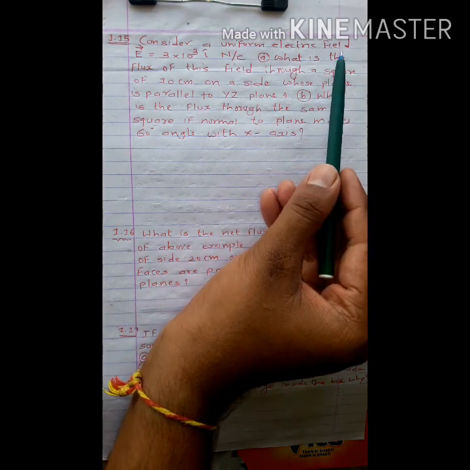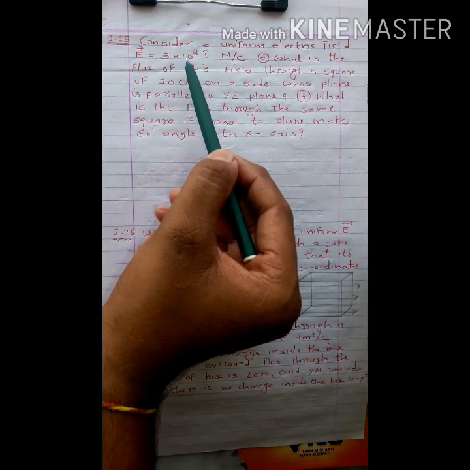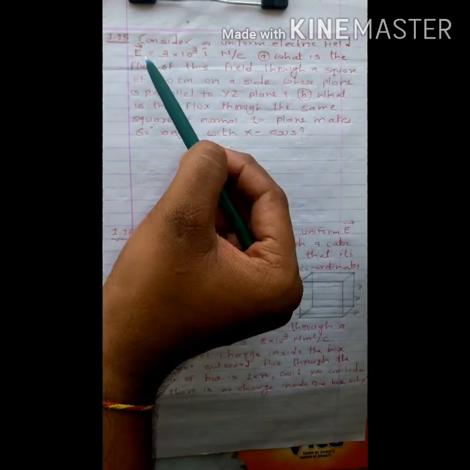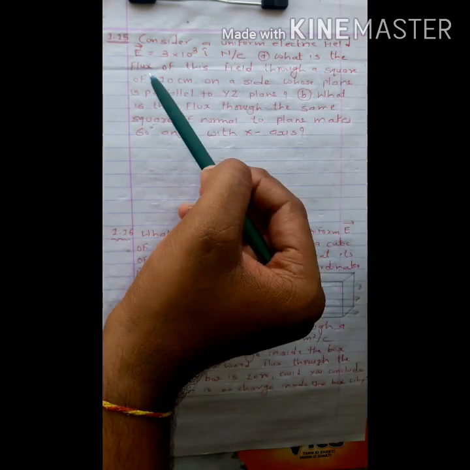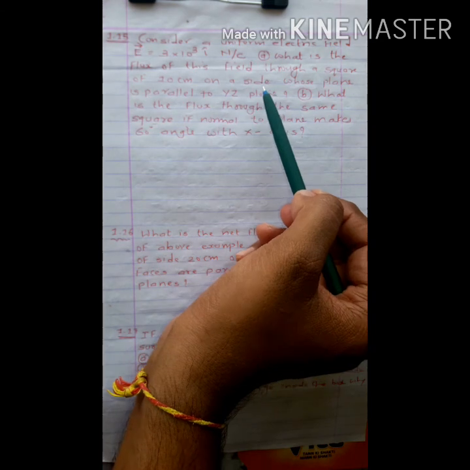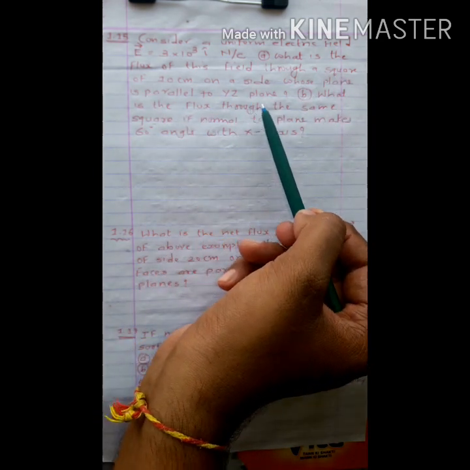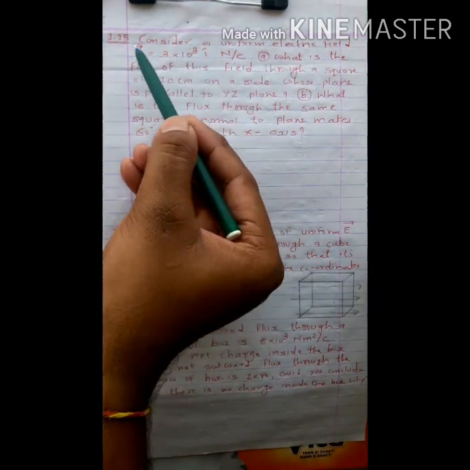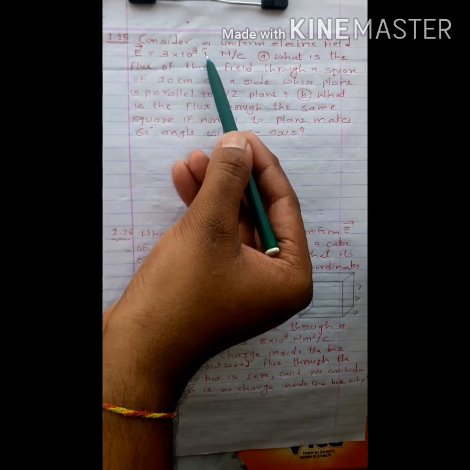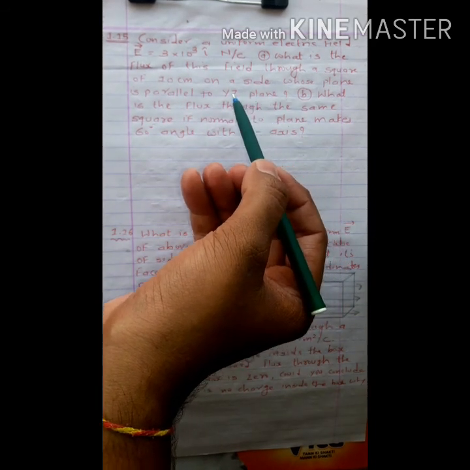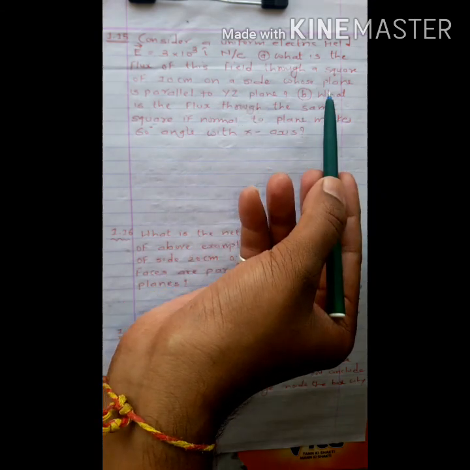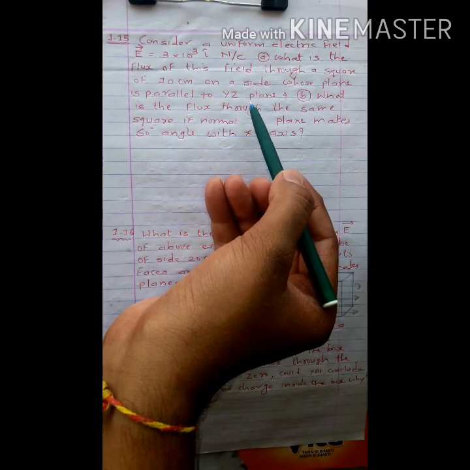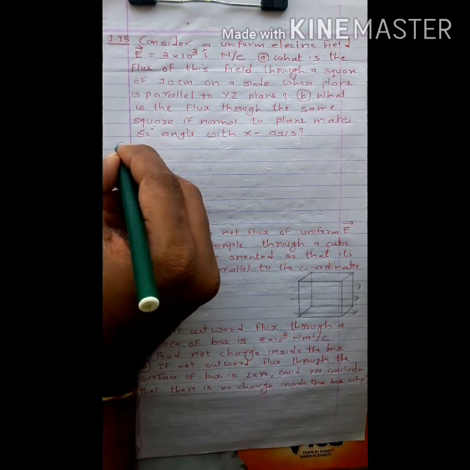Thanks. Next example, example number 1.15. Consider a uniform electric field vector E equal to 3 into 10 to the power 3 i cap newton per coulomb. First, what is the flux of this field through a square of 10 centimeter on a side whose plane is parallel to the YZ plane? Here the direction of the electric field is given, it is in the X direction, and the area vector is also in the X direction. So this is our first question.